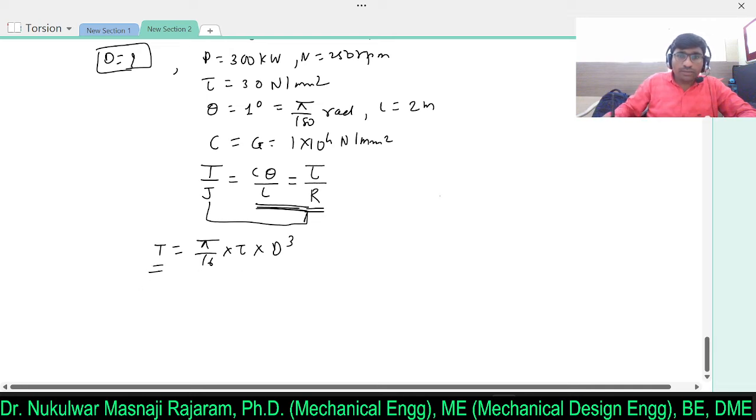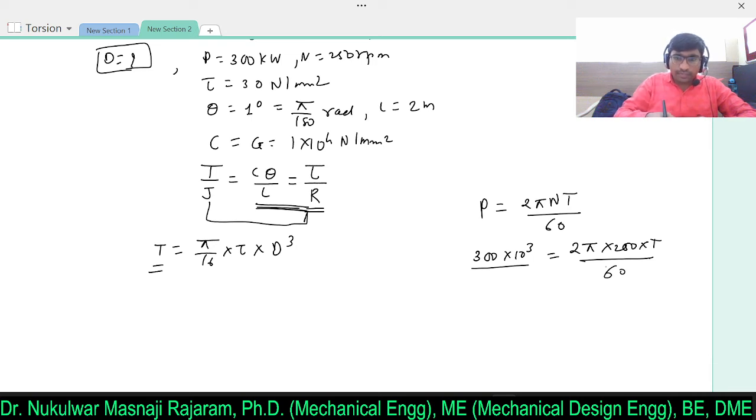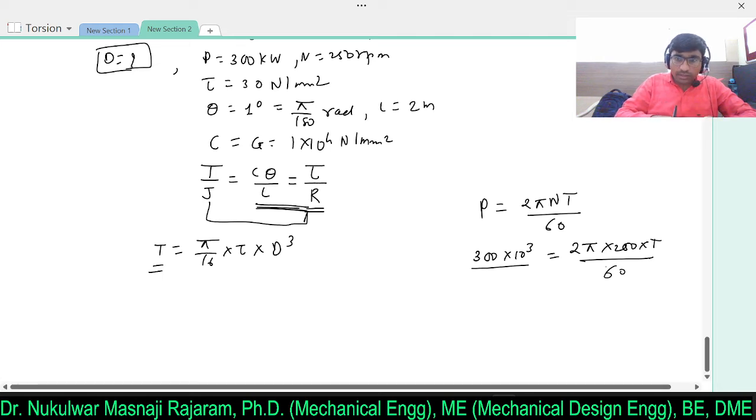Now we have not evaluated the torque, so first we will use power is equal to 2 pi N T divided by 60. So power is 300 into 10 raised to 3, always consider it in watt, into 2 pi N, that is 250, into torque, divided by 60. So torque is 300 into 10 raised to 3 into 60 divided by 2 into pi into 250.